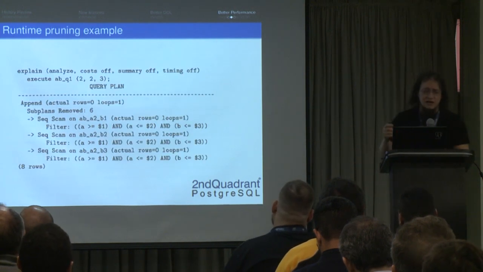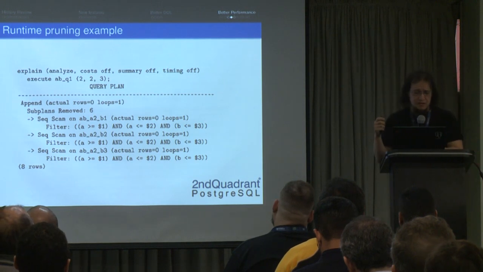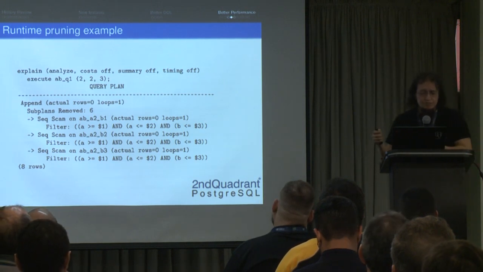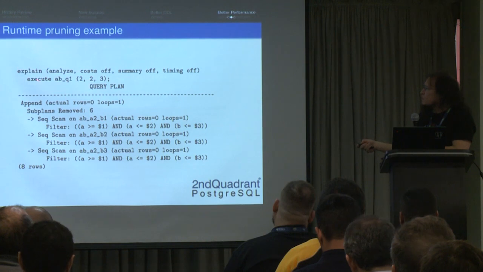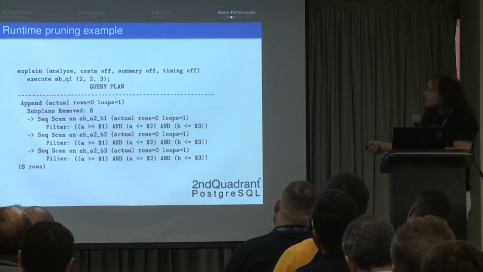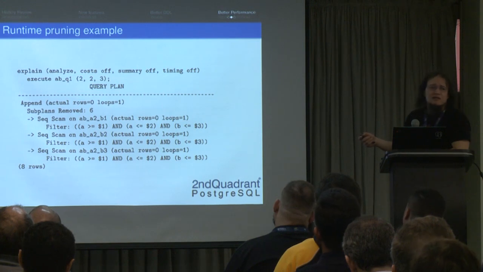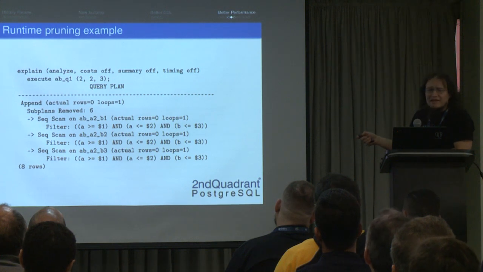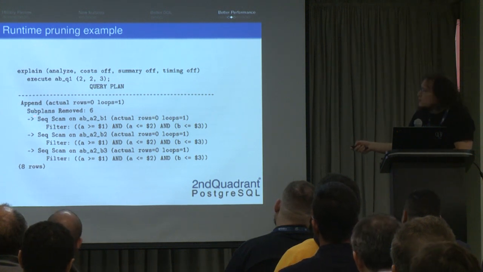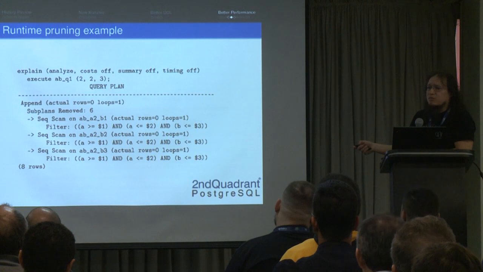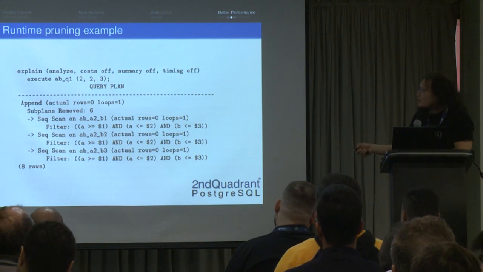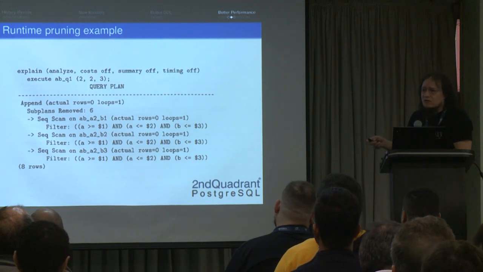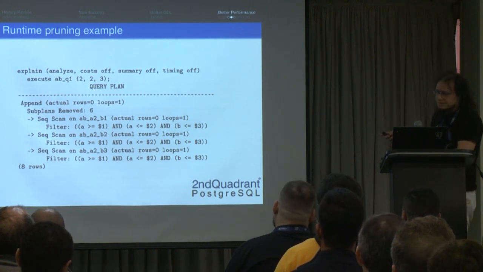So this is a simple example. If you execute some query, and the system determines that it doesn't need to scan such and such tables at plan time, then you're going to see the subplans removed line in the plan. So you see that 6 partitions are not being scanned at all for executing this query.